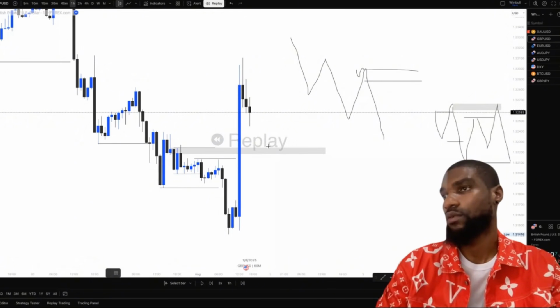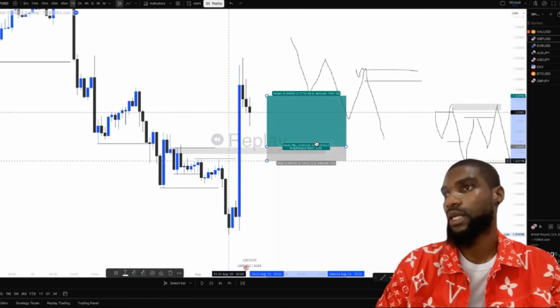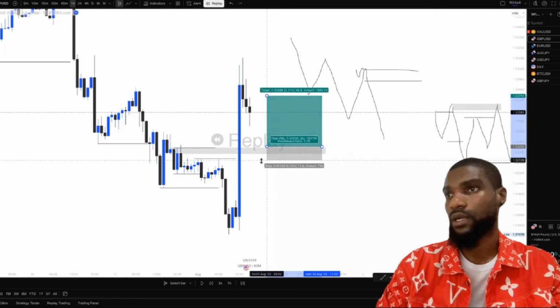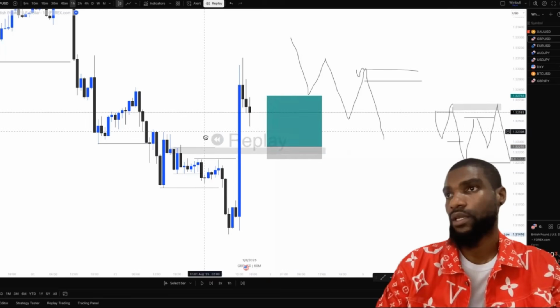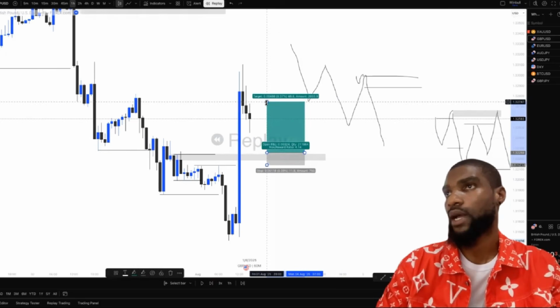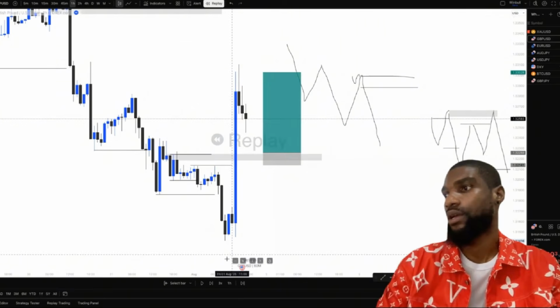So I place my entry here, and then my stop loss just beneath this, just around this liquidity area here. Okay, so then I'll target this high. Okay, I'll target that high. All right, so let's go.